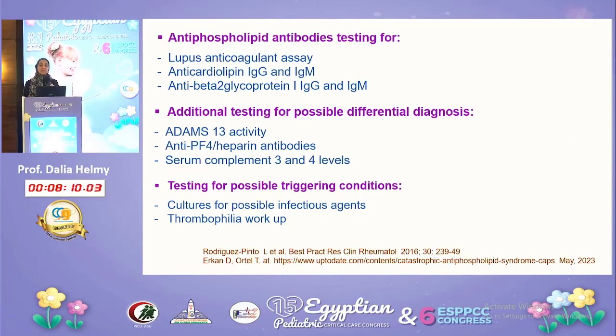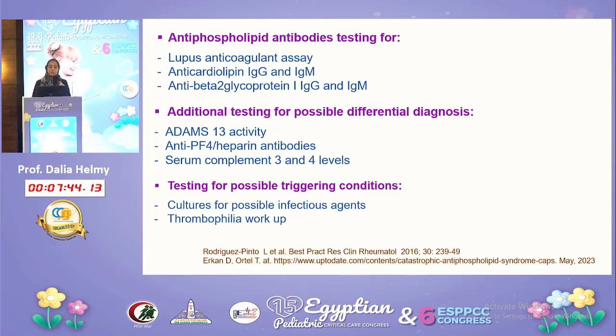Antiphospholipid antibody testing will reveal lupus anticoagulant assay, anticardiolipin immunoglobulin G and/or M, and anti-beta-2 glycoprotein 1, mostly immunoglobulin G and M, and all will be in a very high titer. They are not necessarily all three variants of the pathogenic antiphospholipid antibodies. It's enough to have just one.